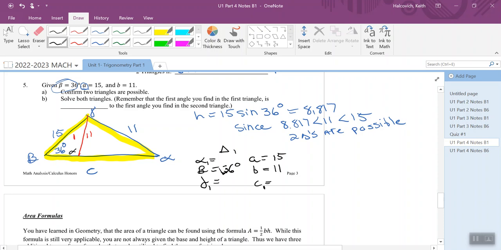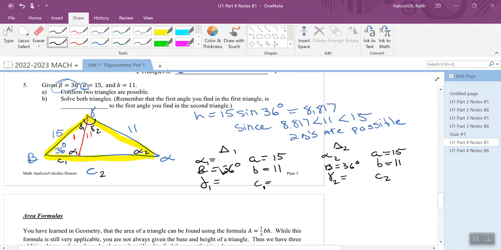So this is going to be alpha 1. This is going to be gamma 1 right here. And then this is going to be side C1 right there. In the second triangle, you're going to have the same thing, except now the only thing you're given is beta. But now everything is going to be unique to the second triangle. A is 15, B is 11, and now side C in the second. So the big triangle, that's alpha 2, and this whole thing here is gamma 2, right there.